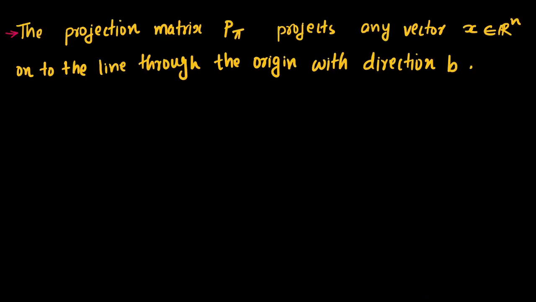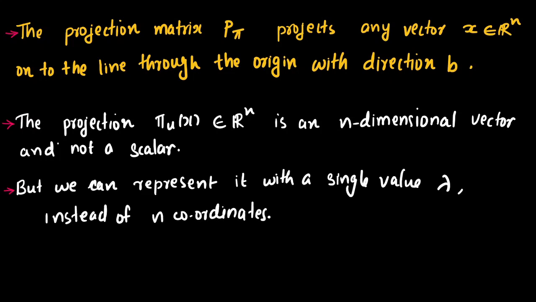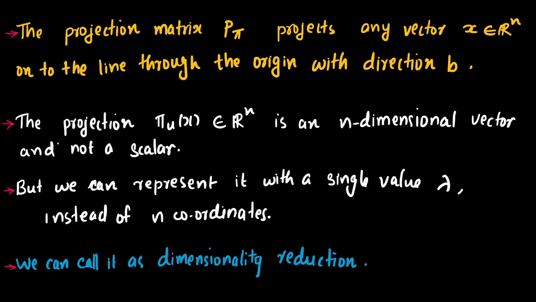Then some remarks we can make here. The projection matrix P pi projects any vector x in Rn onto the line through the origin with the direction b. The projection pi u of x belongs to Rn, it is an n-dimensional vector and not a scalar. But we can represent it with a single value lambda instead of n coordinates. We can call it dimensionality reduction. That means we reduce one vector from Rn to a one-dimensional thing.